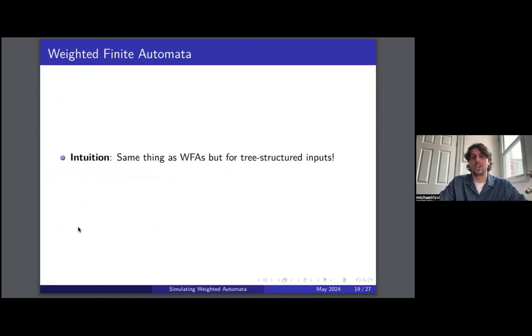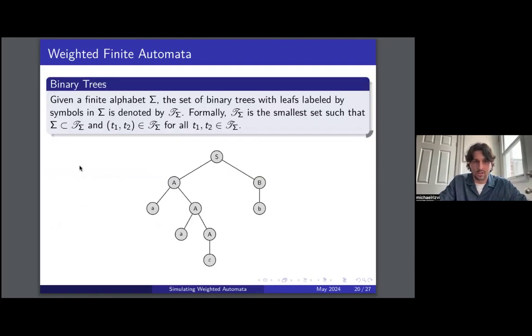So the first big intuition for weighted tree automata is that they're the same thing as WFAs, but for tree structured inputs. What we're looking for at first is binary trees. Note that this is an example of a derivation tree, not a binary tree. By binary trees, we mean any tree that has either no children or 2 children. And we usually assign weights or values to the leaves of this tree, which is why I chose a derivation tree as an example, because there's some analogy to make here.